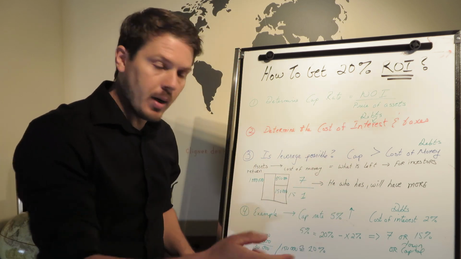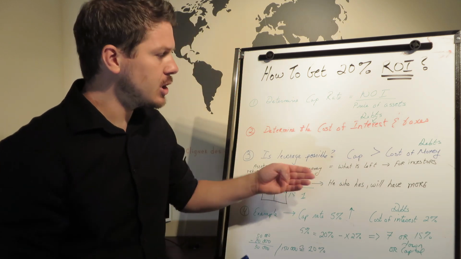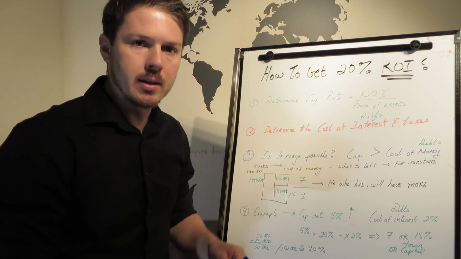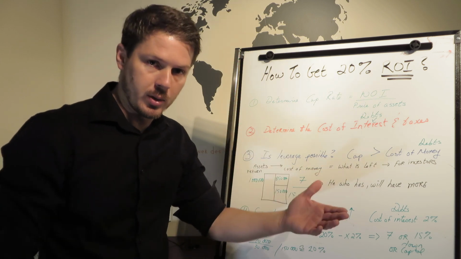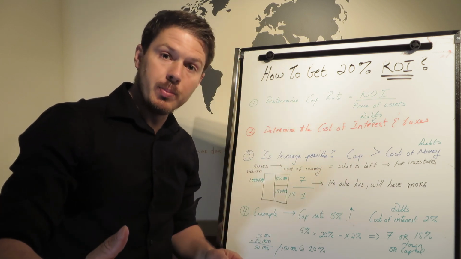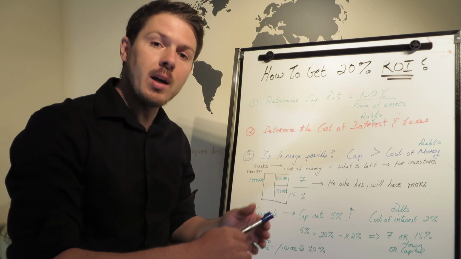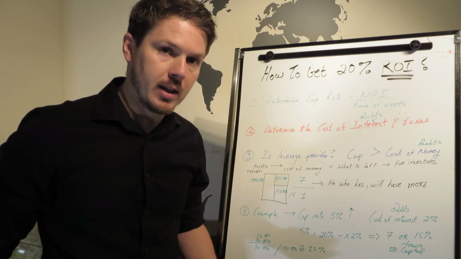If you borrow money, essentially the cost of money, the return on asset, if there's a return, and the 3% goes to the debt, then whatever is left is going to investors.